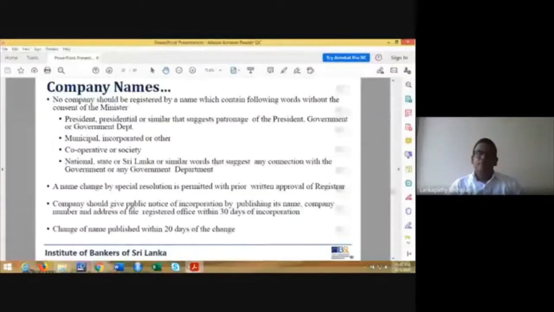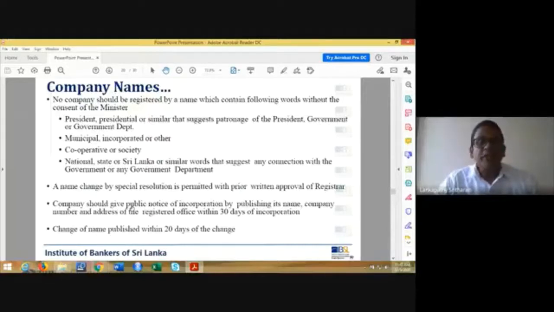Okay. A name change by the resolution is permitted with prior written approval of the registrar. Generally, the company name can be changed. So, to change the company name, they have to pass a special resolution. So, a name change with a special resolution is permitted with the prior written approval of the company registrar.